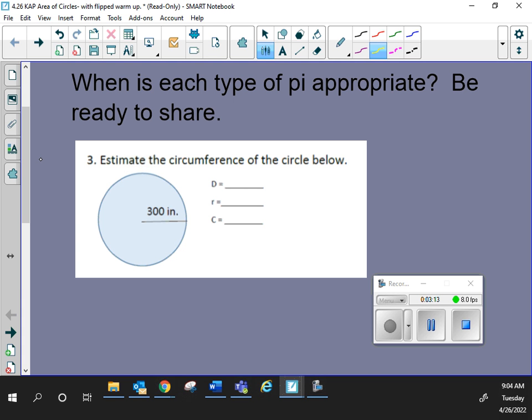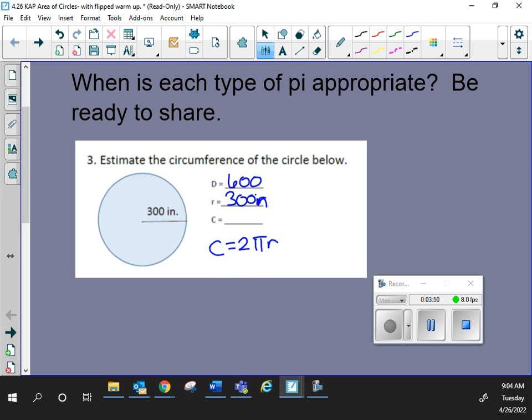So on number 3, it says to estimate the circumference of the circle below. Keyword: estimate. So we're going to use 3. Great. So the given dimension, 300 inches, is my radius. Therefore, my diameter is going to be 600. It doesn't matter which formula I use, but I tend to use the one that's given. So this is my radius. So what's the formula using the radius?